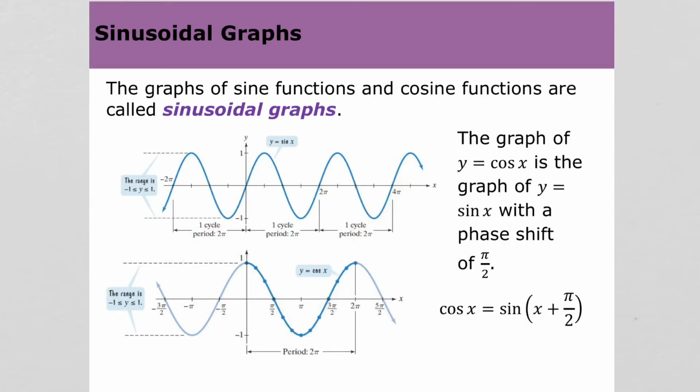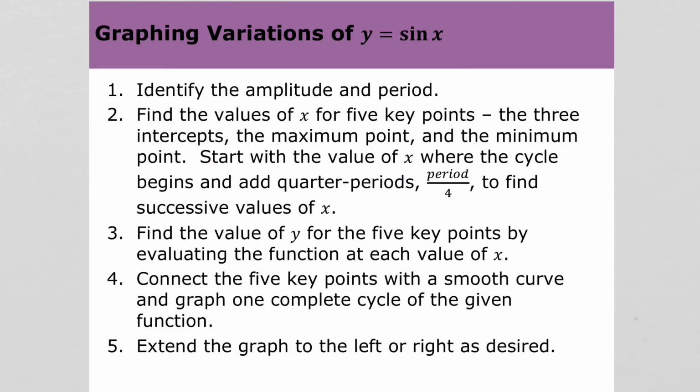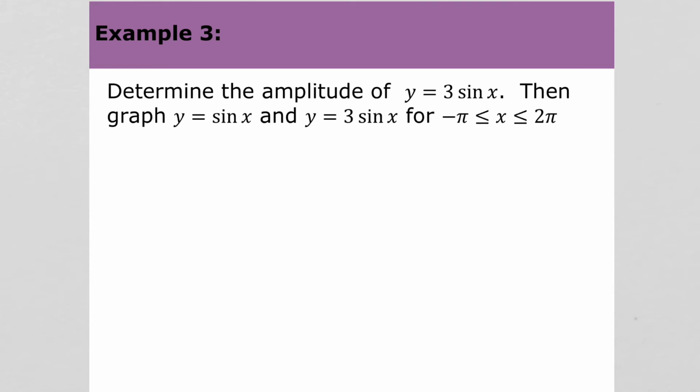Sine and cosine are called sinusoidal graphs. I think I said that correctly. We pretty much already talked about this. Cosine is a phase shift of sine, pi over 2 to the left. And here are some instructions you can read through for how to graph these. We're just going to go forward to an example.